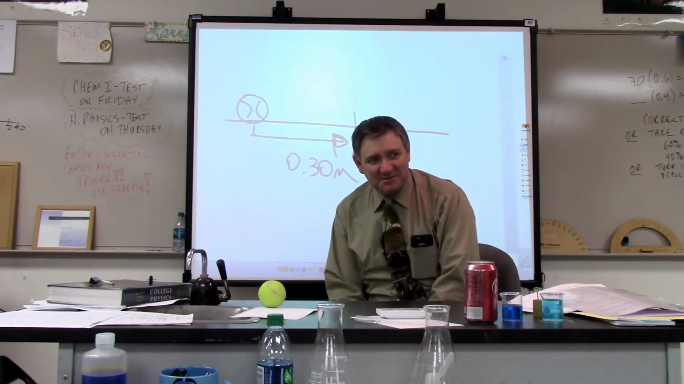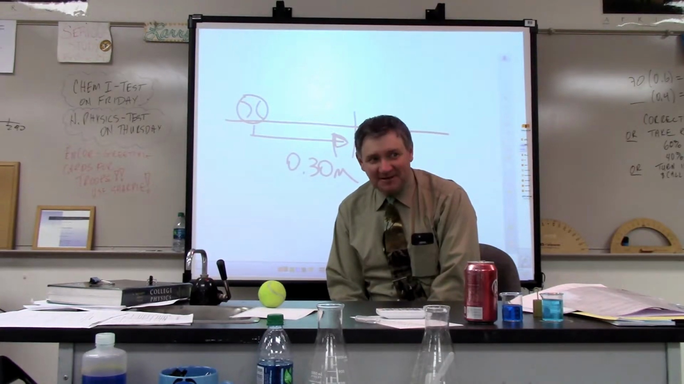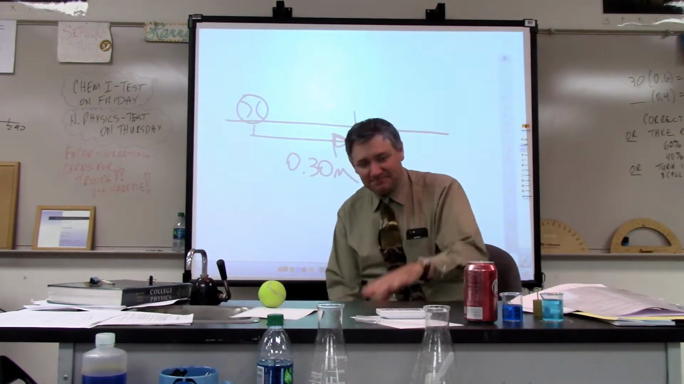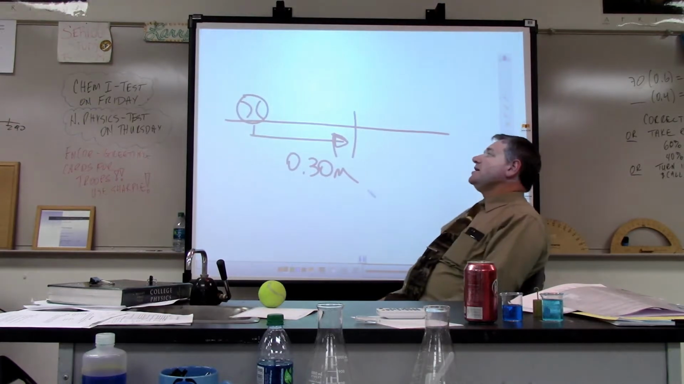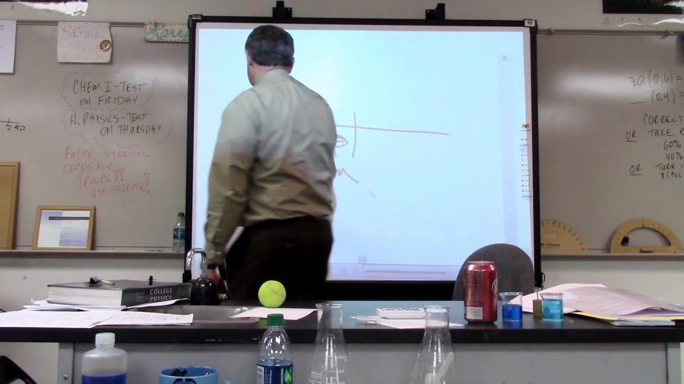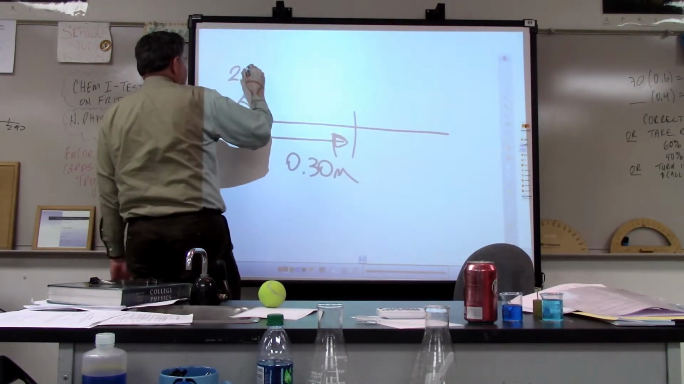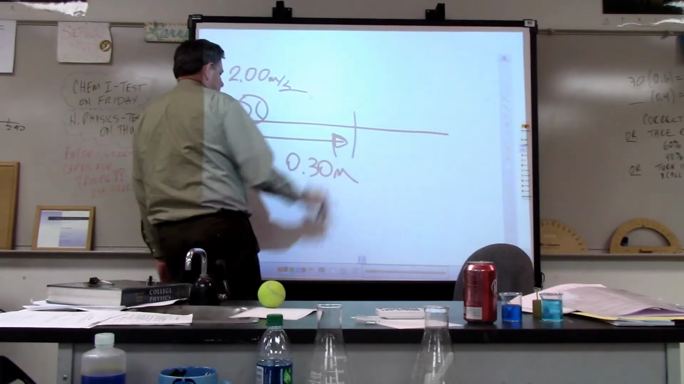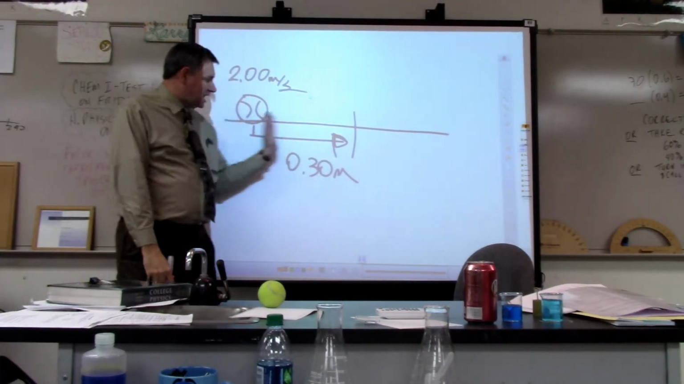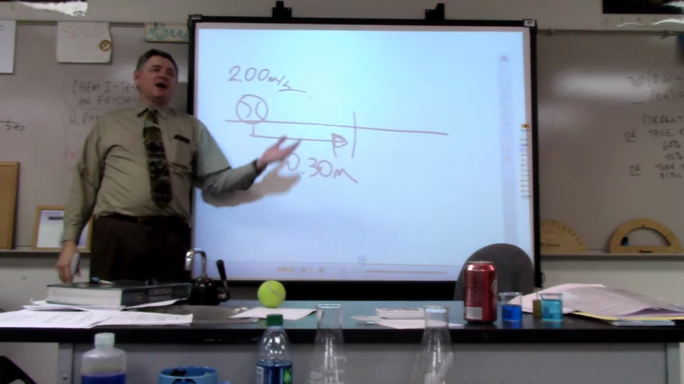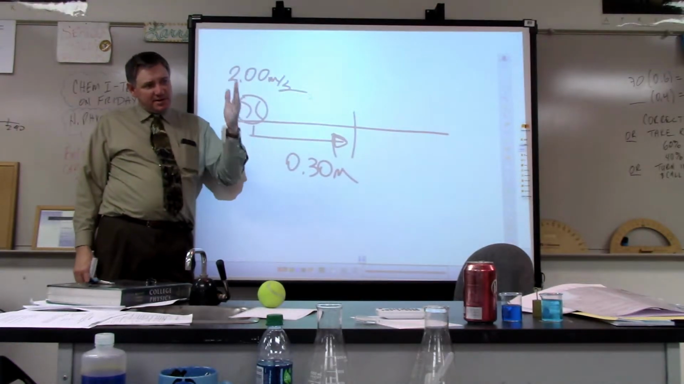It slowed down. You've got a force acting on it. Friction. A little friction, right? So, here's the point. Let's say that it's initially moving at 2 meters per second, and it stopped in 0.3 meters. Could I find the linear acceleration?